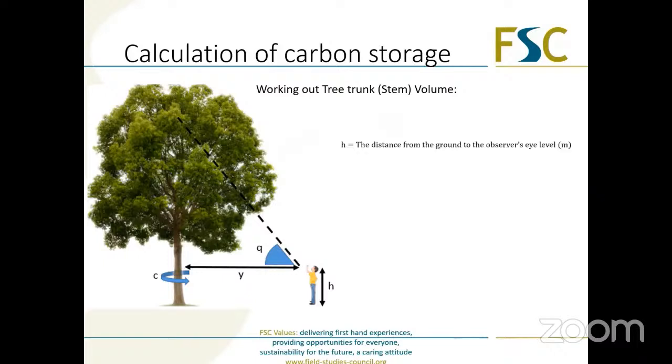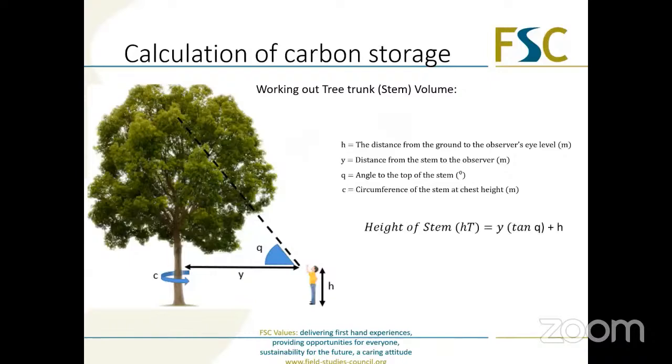H is the distance from the ground to the observer's eye in meters. Y is the distance from the stem to the observer. Q is the angle to the top of the stem. And C is the circumference of the stem at chest height. With these measurements, we can start to calculate the volume.